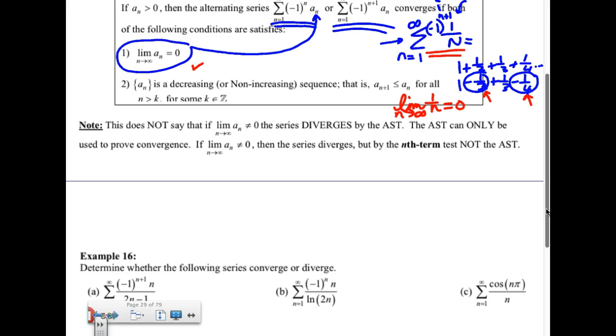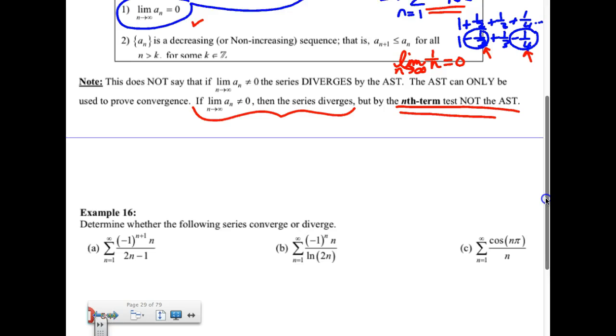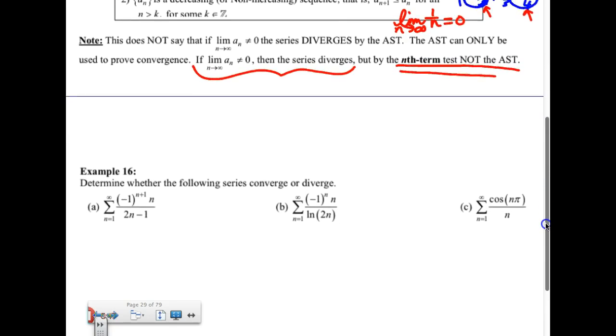It also says, by the way, if you take that limit and the series diverges, we say it diverges by the nth term test, not the alternating series test. Now, that's kind of confusing.